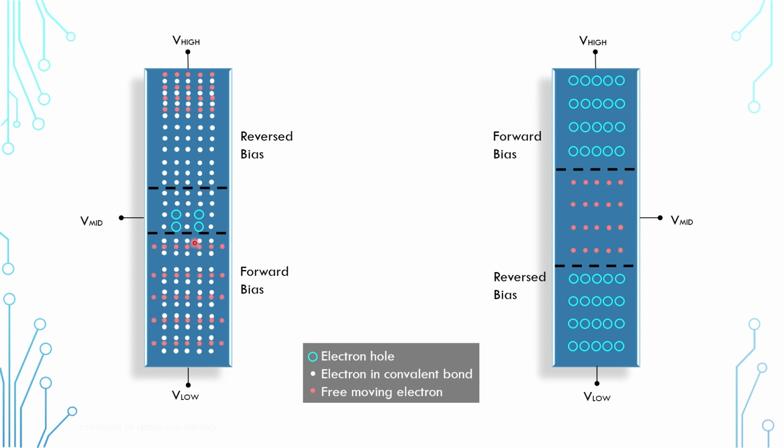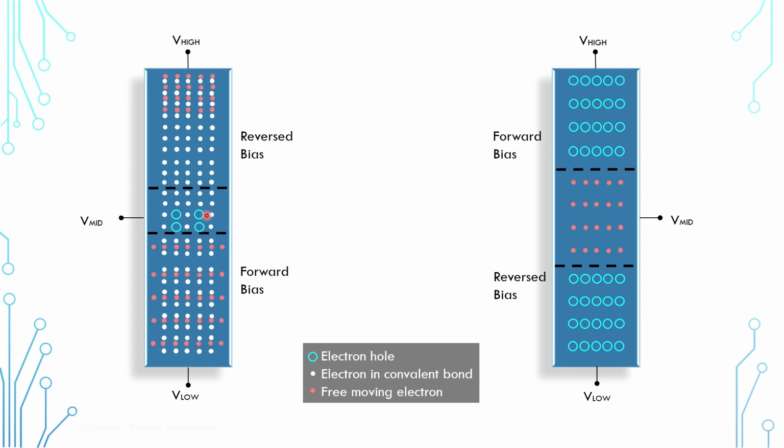As a result, more red electrons cross over to the middle region, and only a few of them would combine with the electron holes there. As free moving electrons, they are attracted to the high voltage and they will cross the reversed bias junction. For those which are combined with the electron holes and become white electrons, they cannot move across the reversed bias junction, and so they will exit through the terminal here.